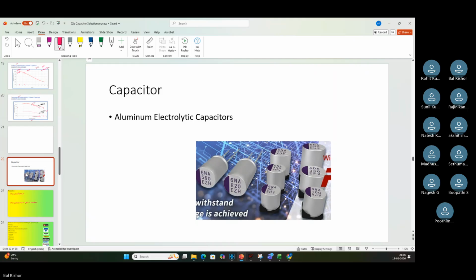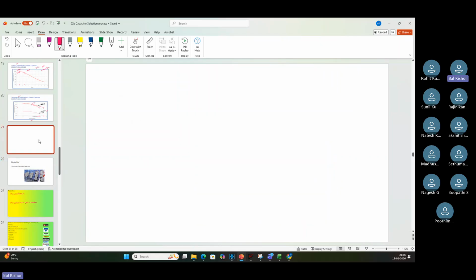Any questions? Ceramic capacitor values are mostly limited to around 100 microfarad, and very rarely you will get that. Up to 22 microfarad people can use it. Even 47 microfarad is coming these days, but as a stack-up.